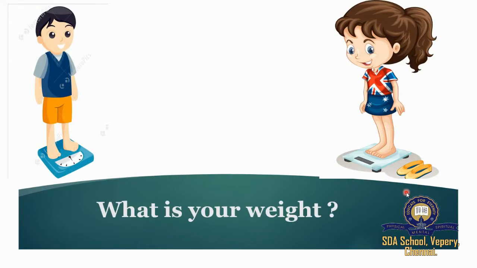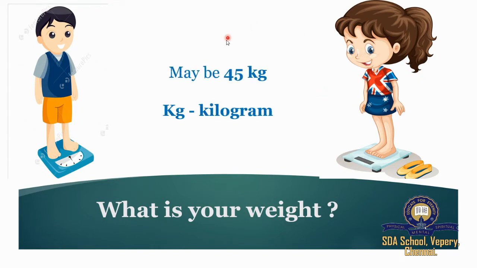So let me ask you one question. What is your weight? You would probably say maybe 45 kg. Okay, 45 kg is a physical quantity, where 45 is a numerical value and kg is the unit of measurement. But kg refers to kilogram, right? So gram is the base unit, and this kilo is referred to as the prefix of the unit. So it is termed as unit prefixes.